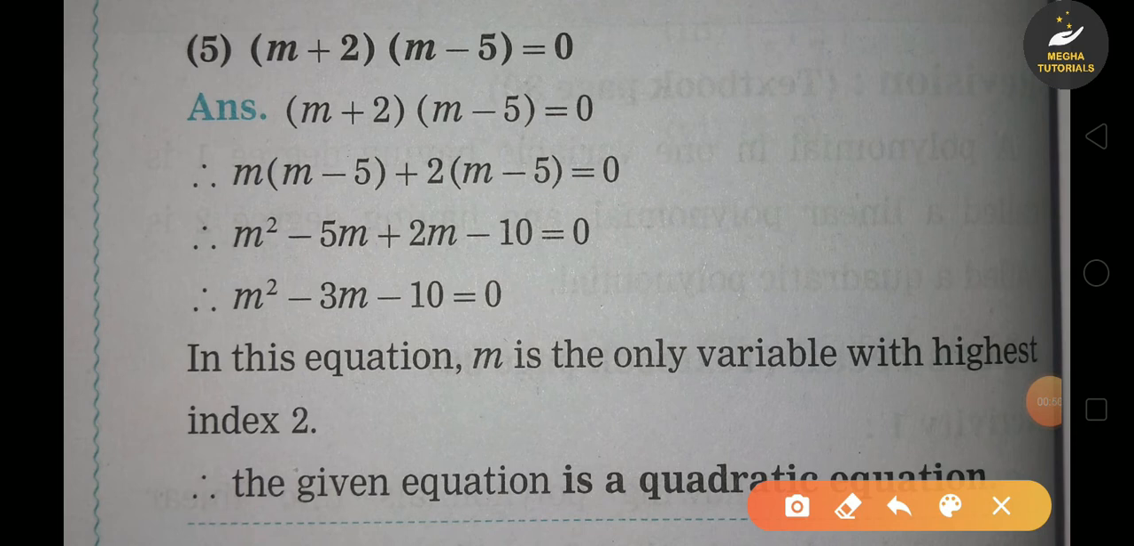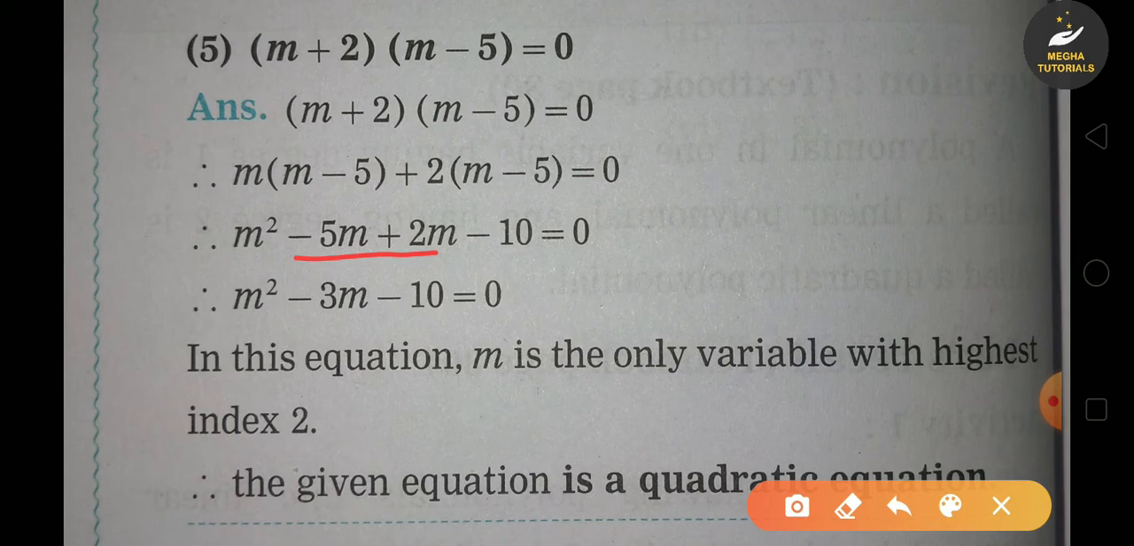In question 5, m plus 2 into m minus 5 is equal to 0. So in this case we will perform bracket multiplication. So m into second bracket plus 2 into second bracket, that is m into m minus 5 plus 2 into m minus 5 is equal to 0. Then m into m, and m into 5, and 2 into m, 2 into 5. So the step is m into m square minus 5m plus 2 into m, 2m, and minus 2 into 5, minus 10. So m square minus 5m plus 2m minus 10 is equal to 0.